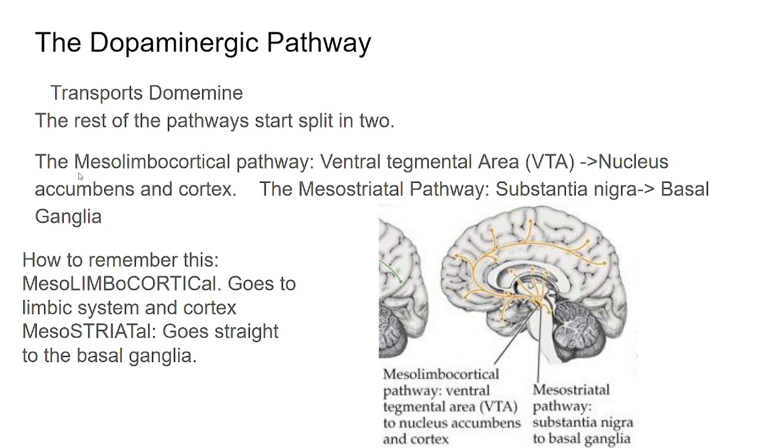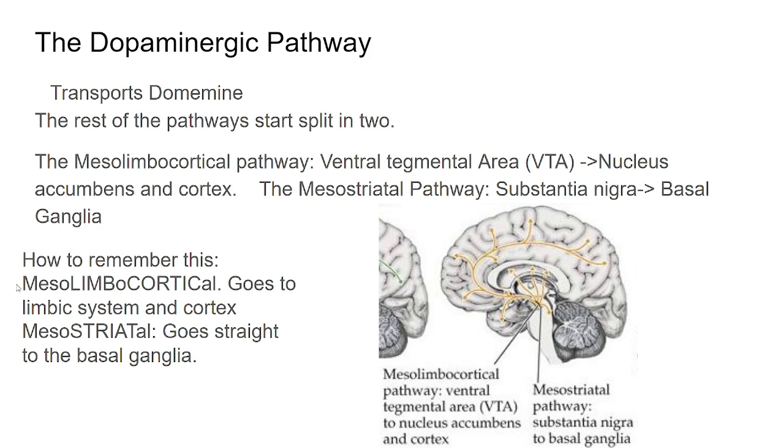So this one has first off the mesolimbocortical pathway, which goes from the ventral tegmental area to the nucleus accumbens and the cortex. And it also has the nigrostriatal pathway, which goes from the substantia nigra to the basal ganglia. So this one I definitely had difficulty remembering just because it's such large, difficult to pronounce words.